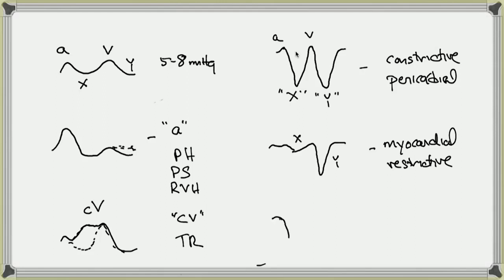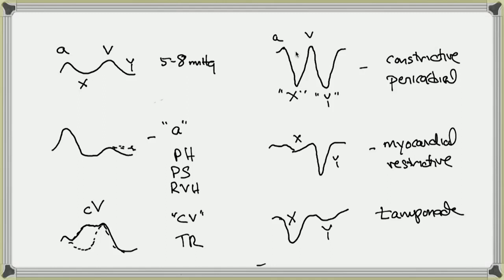And then finally, you might have something where you have a very good X descent, but your Y descent is blunted. And that is cardiac tamponade. Because in that case, at the time of tricuspid valve opening, the pericardial effusion is compressing the heart so much that blood can't come in from the right atrium to the right ventricle. And actually, it's that atrial contraction and atrial relaxation that's compensating for things, keeping the blood going. And if this patient were to go into atrial fibrillation, they'd have a real disaster.